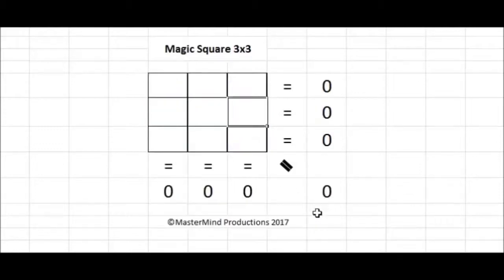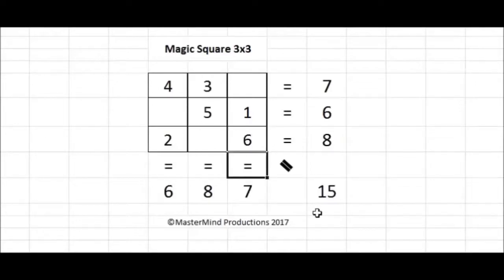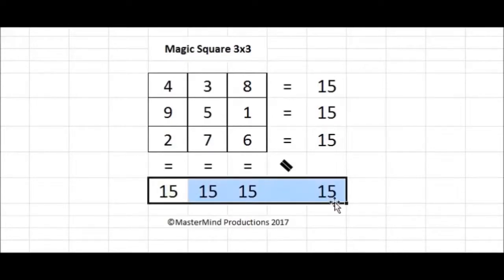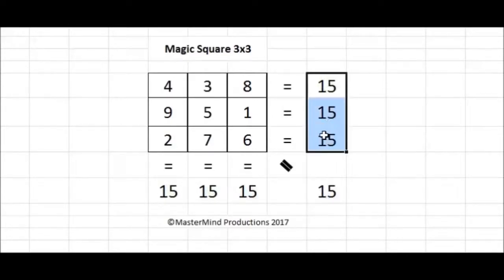Let's create a magic square quickly. I will tell you the tricks and steps afterwards. If you check the totals, you will notice that it's 15 for all sides. So it's a magic square.